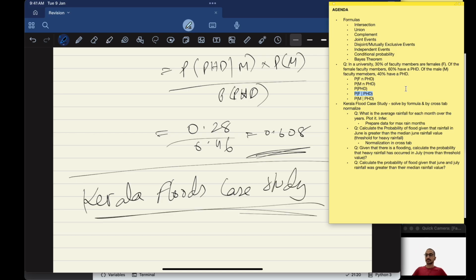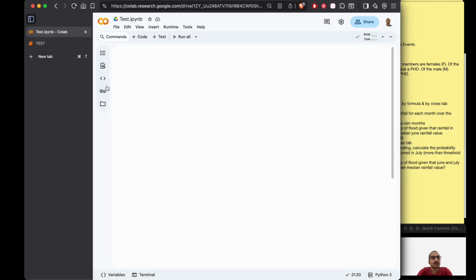We'll have to do some data preparation and all that. We'll be doing this by using the formula as well, and also there's something called a normalize argument parameter in crosstab, which automatically converts, rather it will give us the proportions, probabilities. Anyway, we'll do that. I believe I have my data. Yes, I have the data.